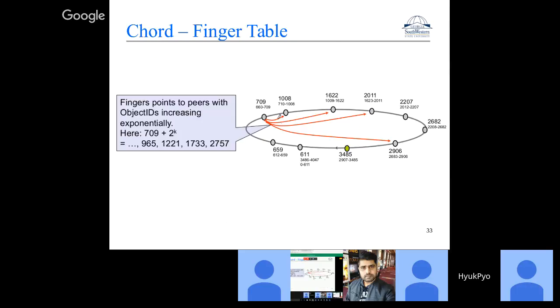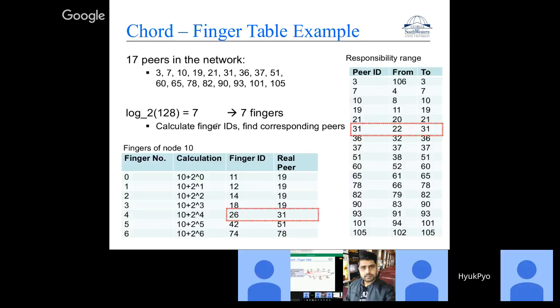So like this, if we start from 709, this position can have finger table locations 1, 2, 3, 4. If we want to access this 3485 position, it will jump to the closest position, and after that, it will see its new finger table to find the position closest to 3485. And another example can be like this.